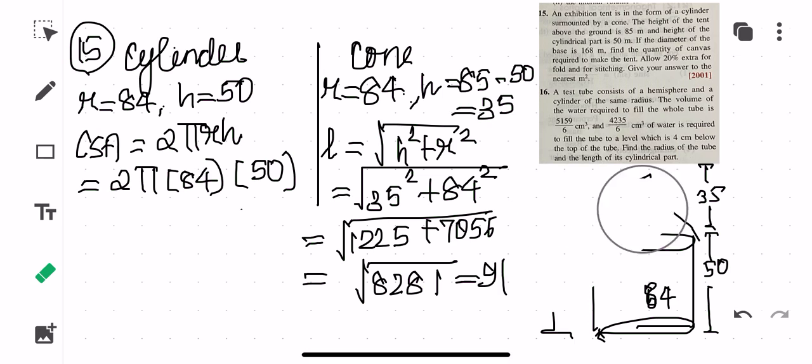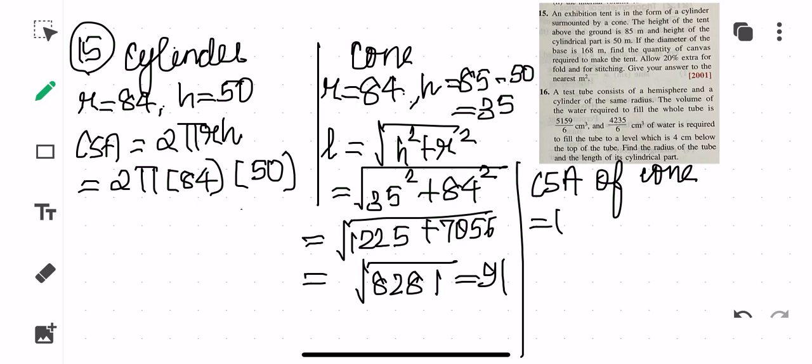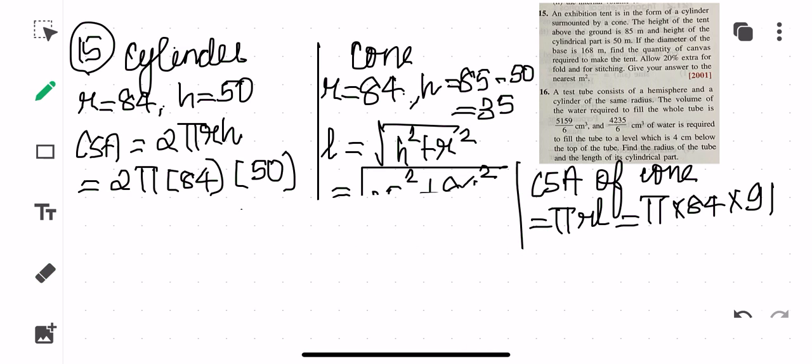Okay, so I can just erase this part because this part's work has been done. Now what I'll be writing here, I'll be writing that what will be CSA of cone. So CSA of cone will be equal to pi r l. So this in turn will be equal to pi into, what is the radius, children? Radius is 84 for this as well, into 91. So this is what you are getting. Now we'll be calculating what? We'll be calculating total surface area. So what I'll be writing, that total curved surface area will be equal to CSA of cylinder plus CSA of cone.